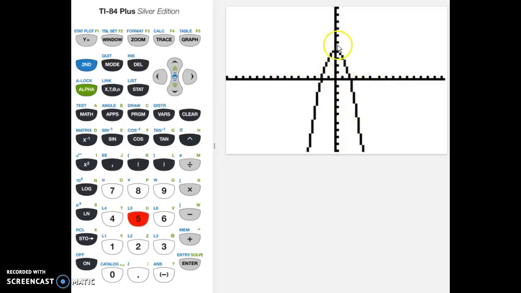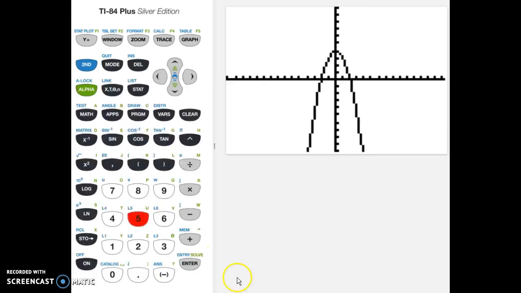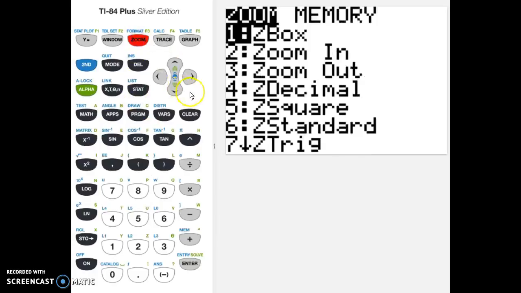So this kind of fixes that. Zoom fit is one I see a lot of people use. I don't like it that much, but I thought I'd talk about it. Here, zoom fit is option 0.